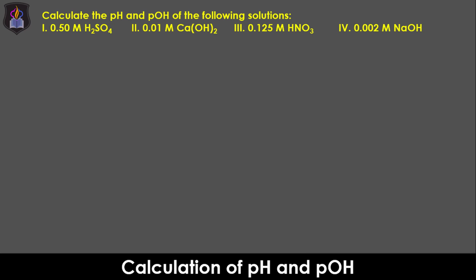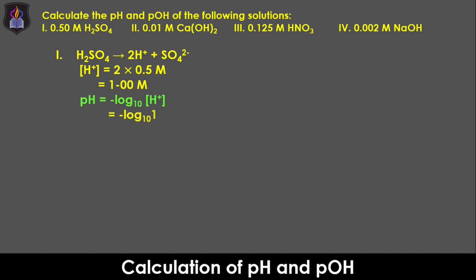For the sulfuric acid, the first thing you are expected to do is to write the equation of dissociation of the acid. From the equation of dissociation, 1 mole of the acid dissociates to give 2 moles of hydrogen ions and 1 mole of sulfate ions. Being a dibasic acid, we will multiply the given concentration of the acid by 2 to get the total concentration of the hydrogen ions in 1 mole of the acid. Substituting this value into the pH formula and evaluating, we obtain 0 as the value of the pH. This is because the log of 1 to any base is 0. To calculate the pOH of the acid, subtract its pH from 14, and that gives us 14.